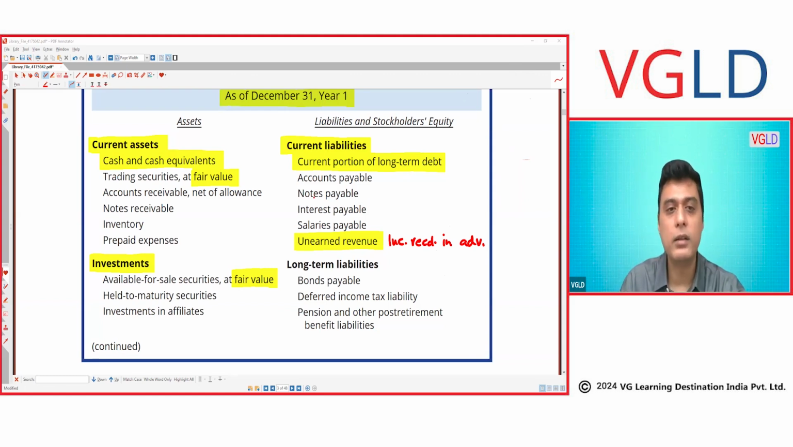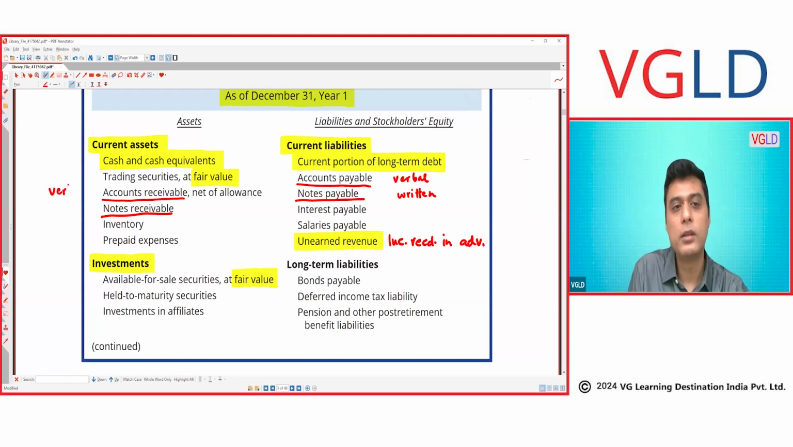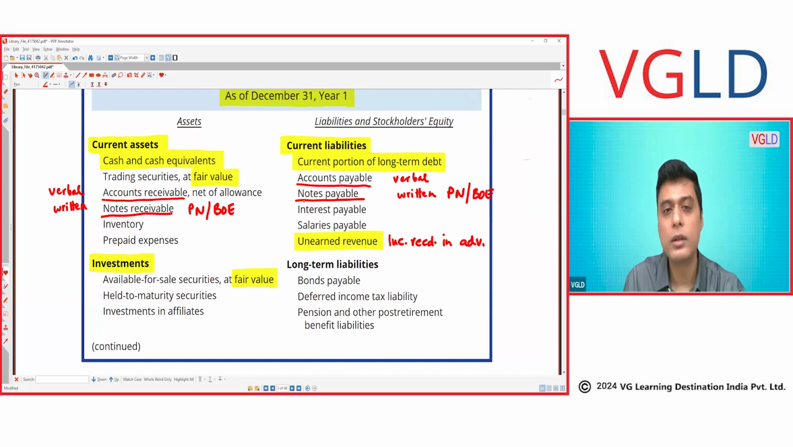But let me quickly tell you, you have accounts receivable, notes receivable, accounts payable, notes payable. What is the basic difference between the two? This is verbal, this is written. Accounts receivable is verbal, and a note is in writing. A note is a promissory note or a bill of exchange. You must have heard of these terms. So receivable or payable, whatever, a note is in writing.